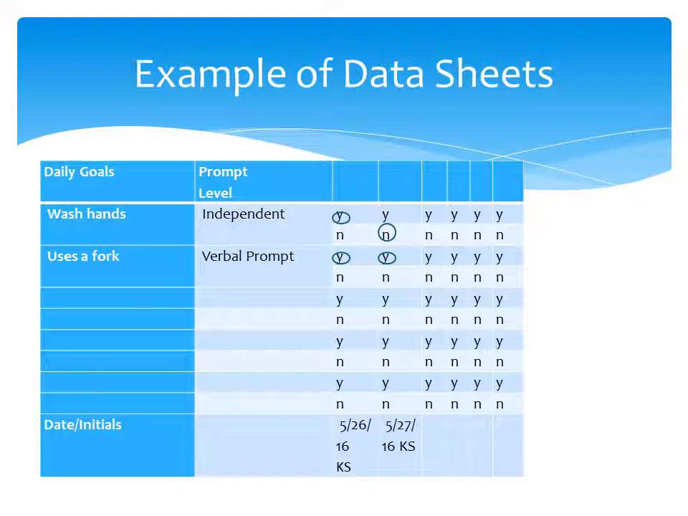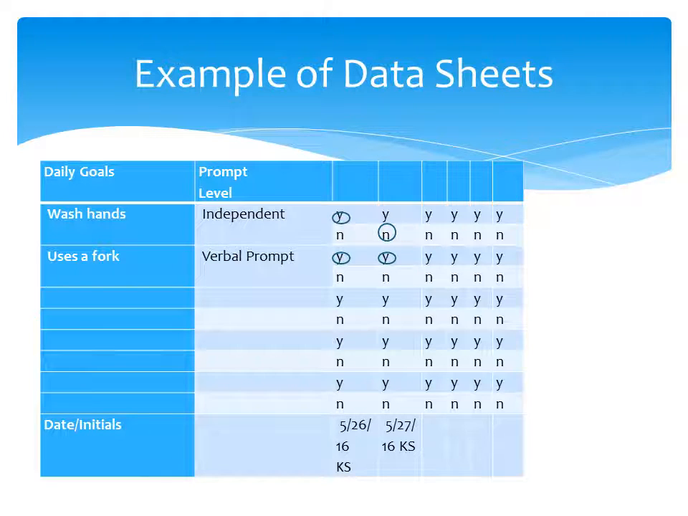This is an example of a data sheet that you might see. In this example, one of the target behaviors is to have the child wash their hands. So the second column tells you that in order for it to be marked as a yes, or a Y, indicating yes, the child has to do it independently. So in the first example, yes was circled because the child independently washed his hands. In the second example, no was circled because the child did not independently wash his hands.